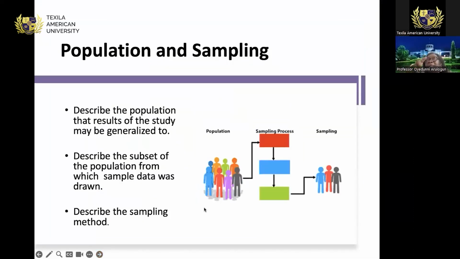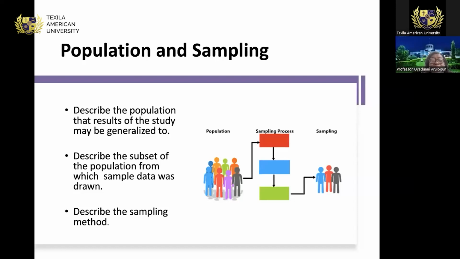Now, the next thing on our chart is population and sampling. You need to describe the population of your study. Like I said, using exclusive breastfeeding as an example, your population for that are women within the reproductive age who have children under 5. That is the population. Since you cannot access all of them, you don't have all the resources to access all of them, you now take a subset from that population.